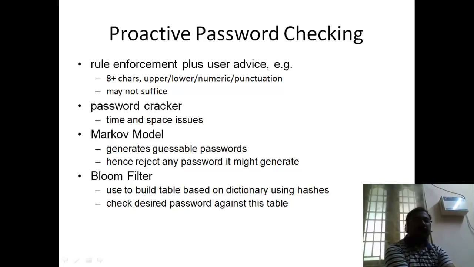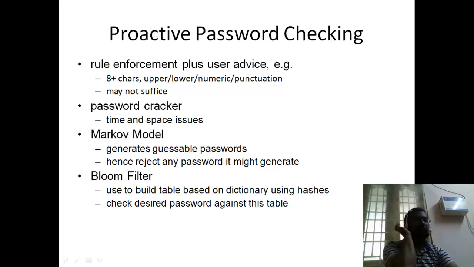So what is proactive password checking? Here we have rule enforcement plus user advice, where we have 8 plus characters, a combination of upper, lower, and numeric characters, and also punctuation. It's the most widely used method now, right? So when you design a policy, you can have 8 characters minimum. Upper or lower characters can be used, and you can use numeric characters and also punctuation, like a special character.